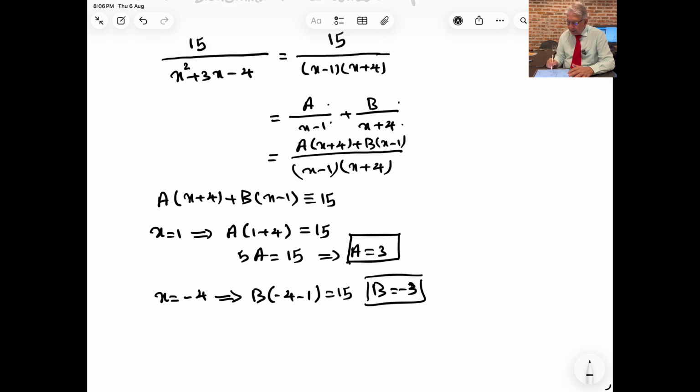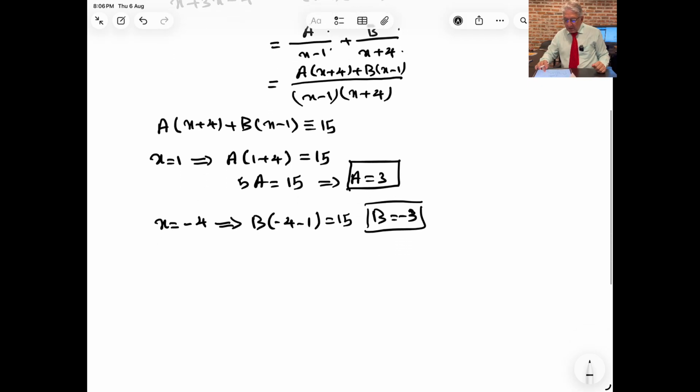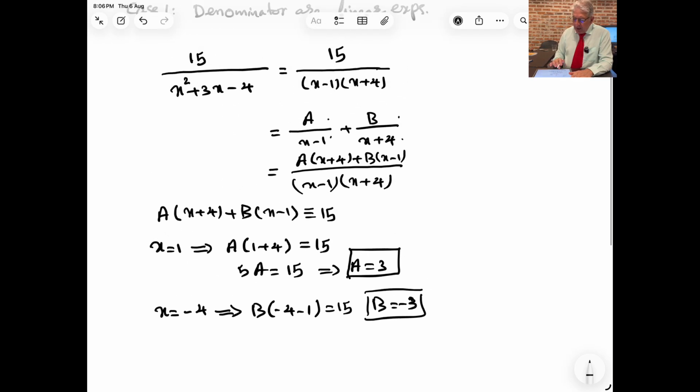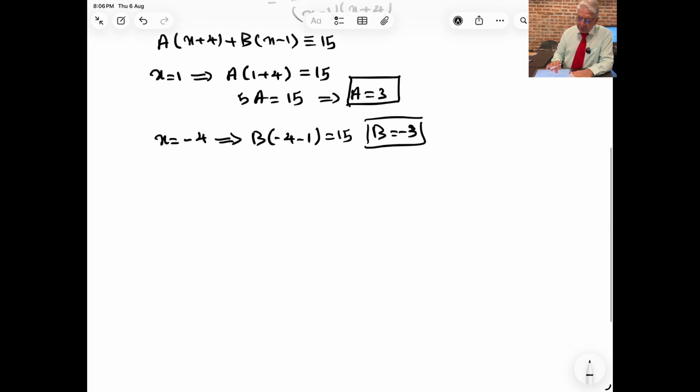You can see that a plus b is equal to 0. That is what we are getting from the expansion. Okay, we got this. Let us do another example. It is not necessary to have only two expressions here.